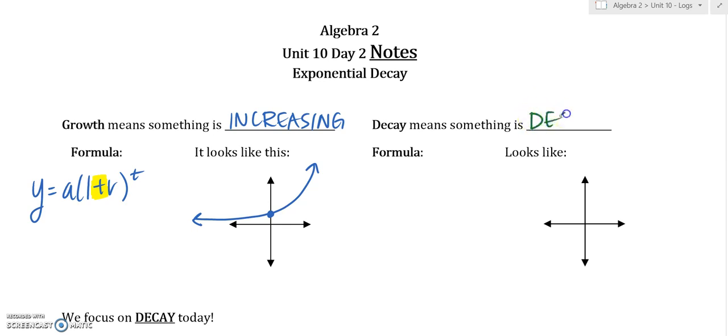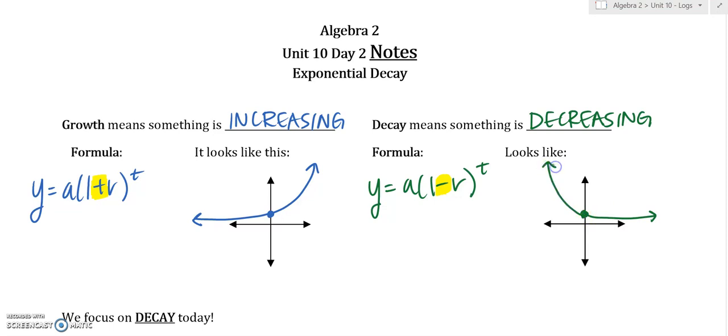Decay would mean that something is decreasing, going down, getting smaller, shrinking, something like that. Your formula is almost going to be identical, except instead of a plus sign, you have that little minus sign, right? It's getting smaller, it's decreasing, it's going down. So we have that minus sign, and then the graph again, just so you know what it looks like. For decrease, decay looks something like that, going downward.